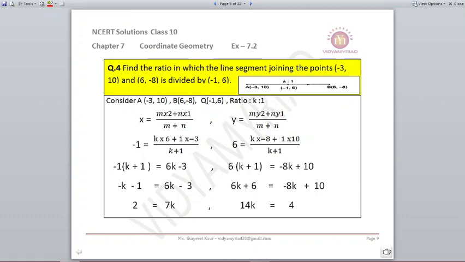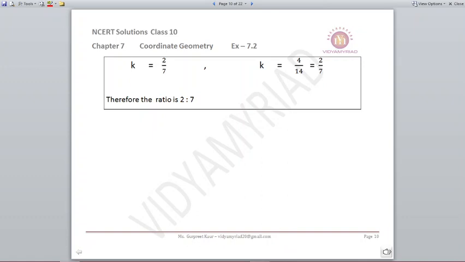Same way, what about the y? The y value is given to us as 6. So 6 is equal to m is k, y2 is minus 8, plus n is 1 and y1 is 10, upon k plus 1. On cross multiplying, you will get minus k minus 1 is equal to 6k minus 3, and for the y side you will get 6k plus 6 is equal to minus 8k plus 10. Solve this, you will get k as 2 by 7. So I can say that the ratio is 2:7.